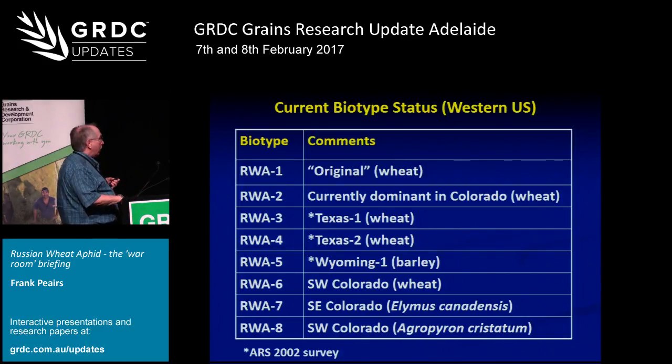I have a colleague in Oklahoma who has about 60 different biotypes in captivity, but he just doesn't have the time to describe them all. But the key one for us is what we call Russian wheat aphid 2. This is the original one, and this one has completely displaced one and really is the only significant one that we see anymore.